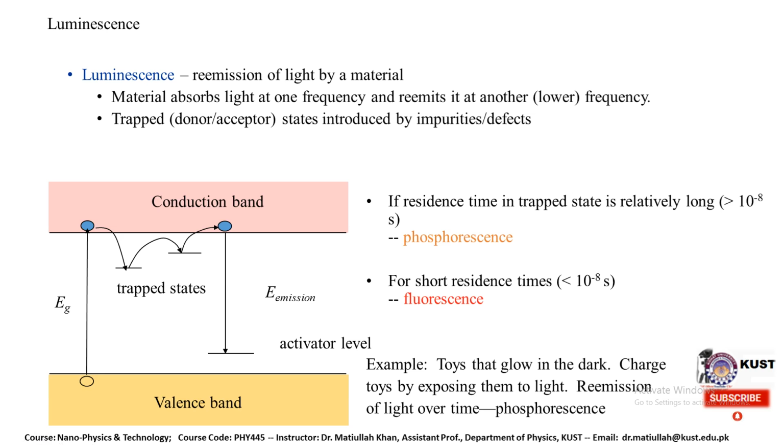If the residence time in the trapped state is relatively long, greater than 10⁻⁸ seconds, it is called phosphorescence. But if we have a short residence time, less than 10⁻⁸ seconds, it is called fluorescence. Just like in toys that glow in the dark, charged by exposing them to light, the re-emission of light over time is called phosphorescence.